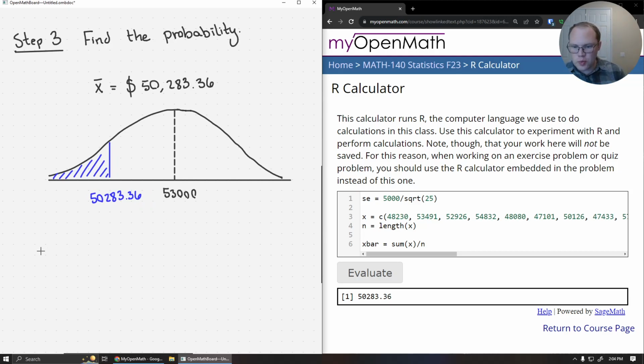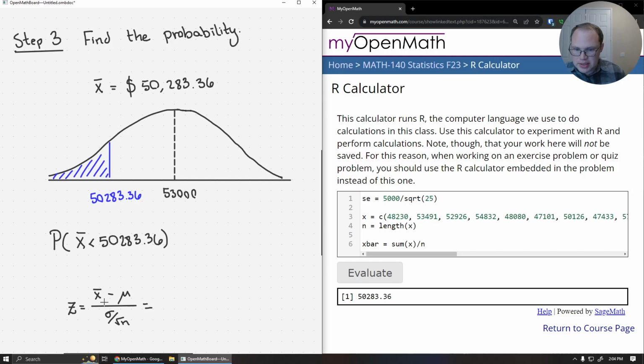So we want to look at the probability that we get a result like ours or something even worse, okay? That's what we're calculating. So we want to calculate the probability that a randomly chosen sample has a sample mean less than $50,283.36. Now, this is a normal distribution, so to be able to calculate this, we need to first calculate the z-score. Remember, the z-score is our particular value minus the mean of the distribution over the standard deviation or standard error of the distribution.